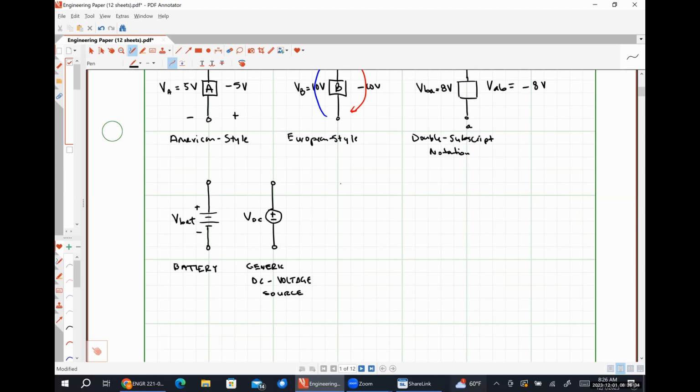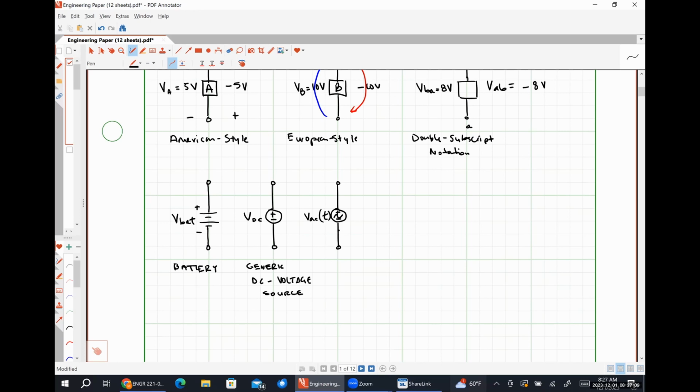Later on, we're going to be looking at AC sources. So it's going to look like the same thing as a generic DC voltage source, except that I'm going to put a squiggle in the middle. And that squiggle tells us that we have a time varying voltage. Okay. I'm going to represent the magnitude as vAC, all lowercase, as a function of time.